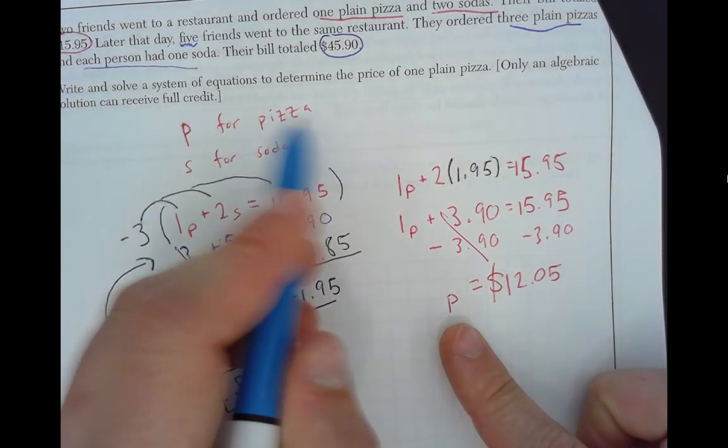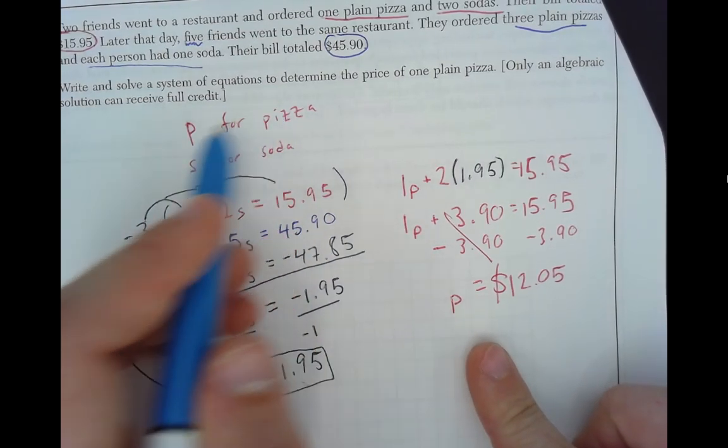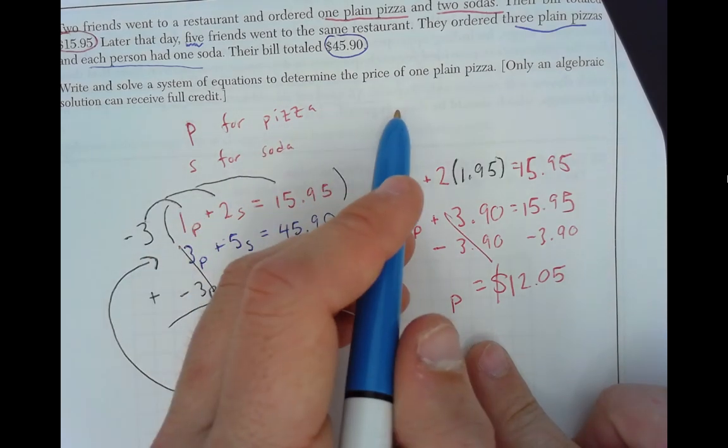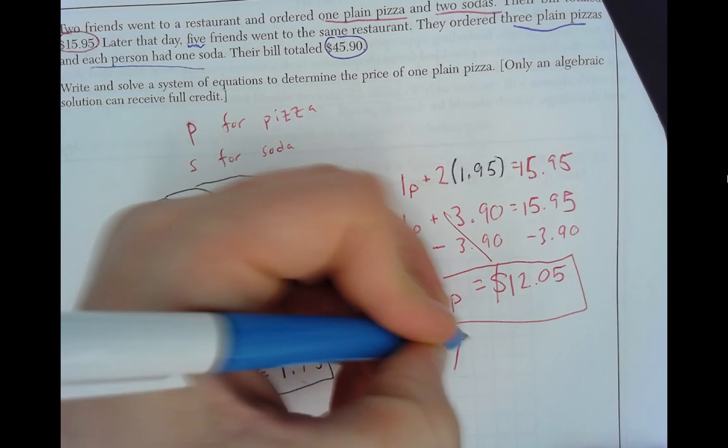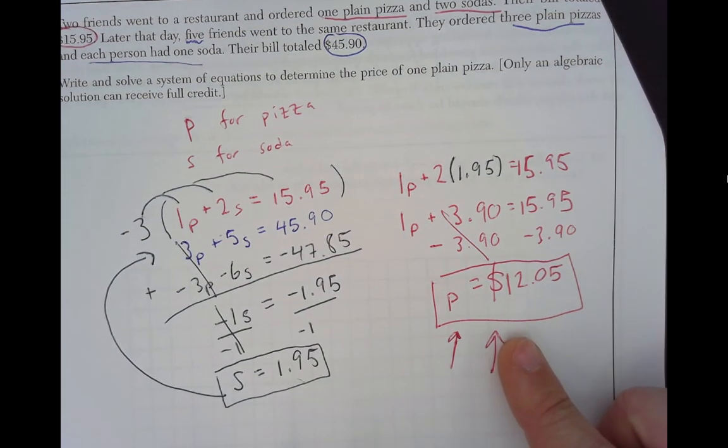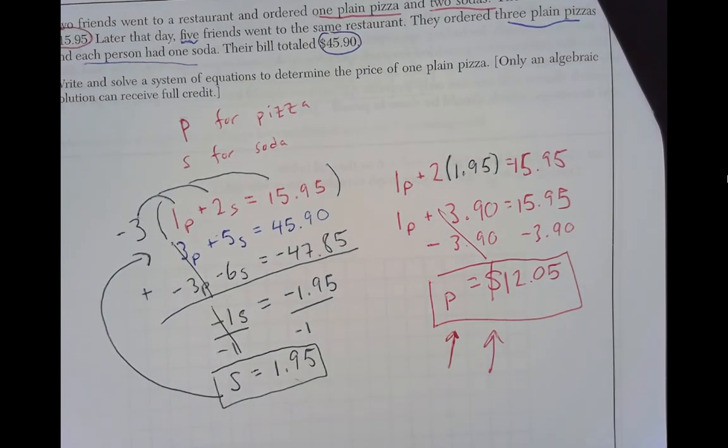They're not asking me to explain or justify anything. It just says write and solve the system to determine the price of one pizza. We found that a pizza costs $12.05. That's our answer. That's full credit right there.